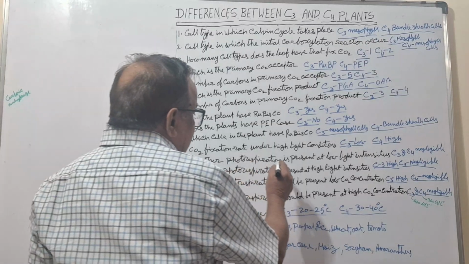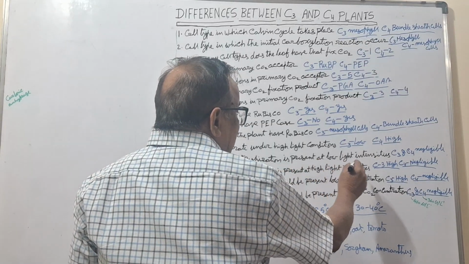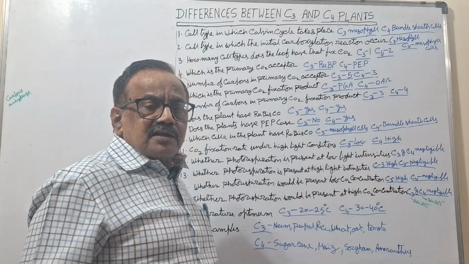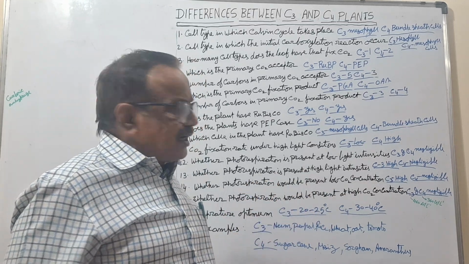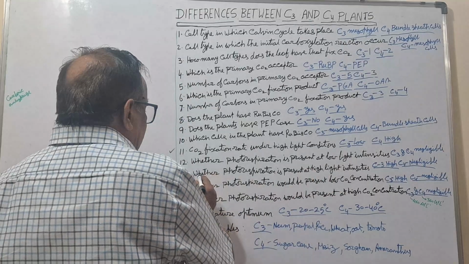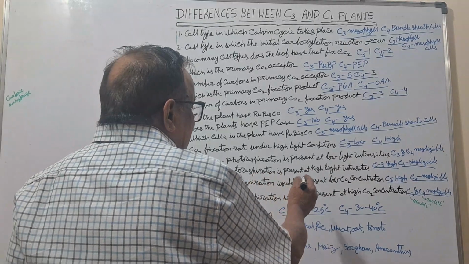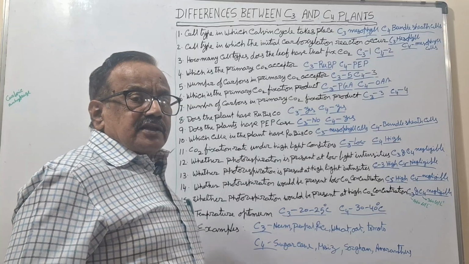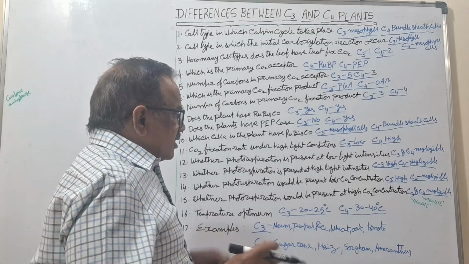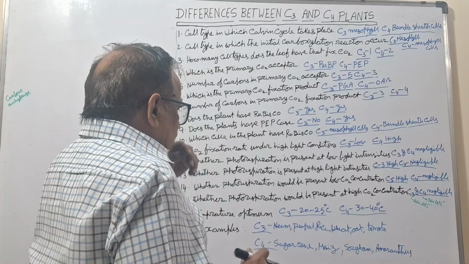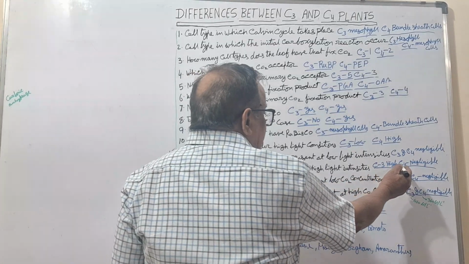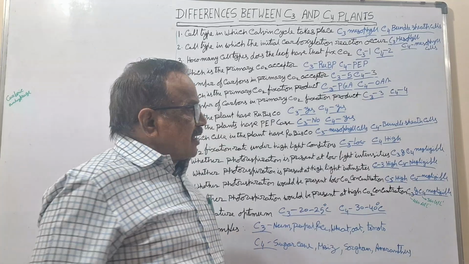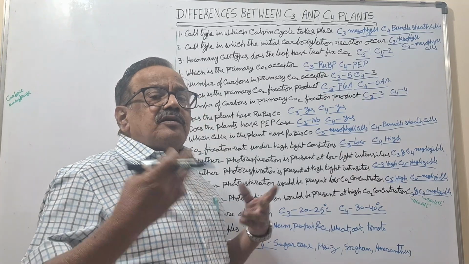Whether photorespiration is present at low light intensities: it is negligible because it won't take place. Next, whether photorespiration is present at high light intensities: yes. At high light intensity, C3 plants will be high, meaning the temperature also will be high, and photorespiration will be high. But in C4 plants, the adaptation is already there in the bundle sheath cells, so it is negligible. Photorespiration is almost avoided.